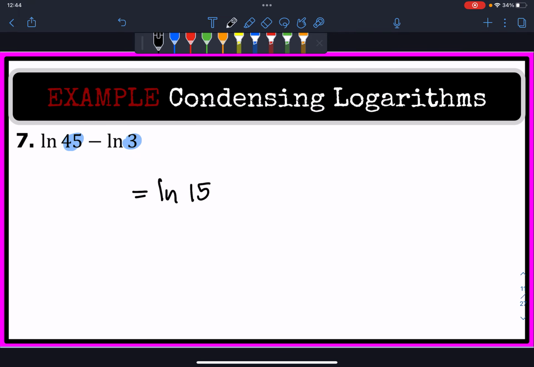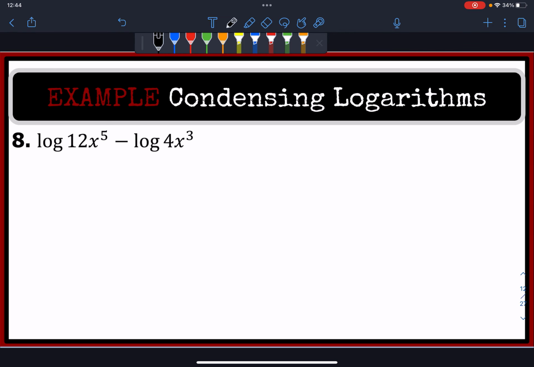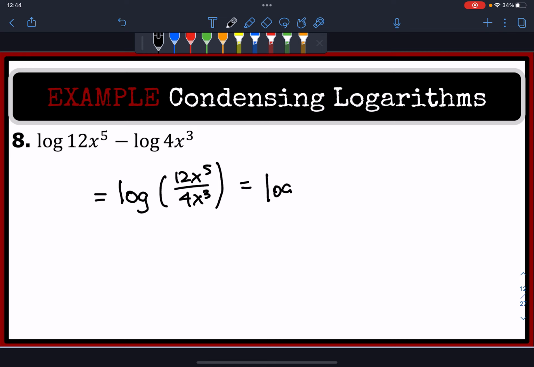For things that are not just integers, like in this next example, we would again condense this by writing the common log of 12x to the 5th divided by 4x to the 3rd. In this situation, we divide: 12 divided by 4 is 3, and x to the 5th divided by x to the 3rd subtracts those exponents, and we end up with x squared. So the common log of 3x squared.